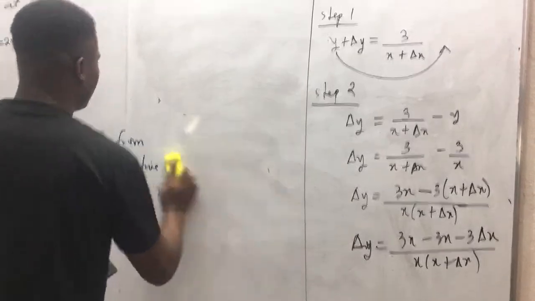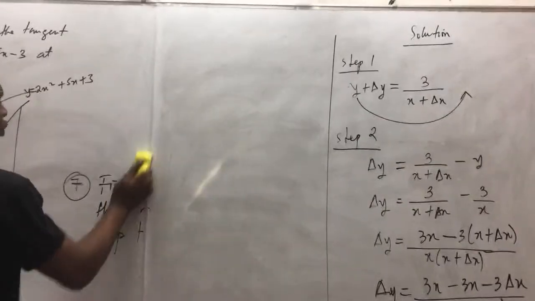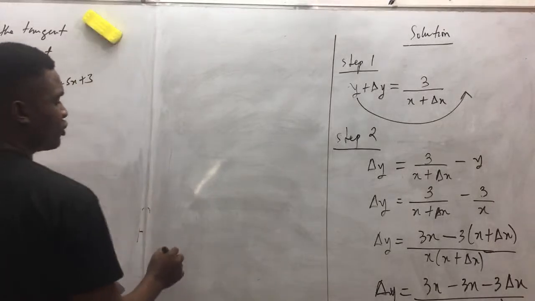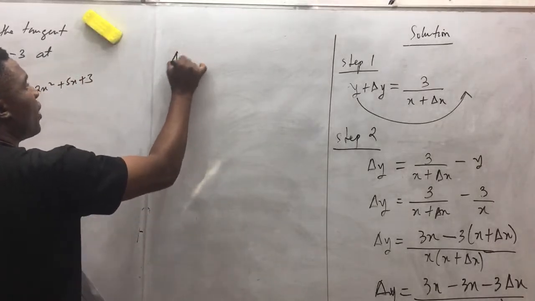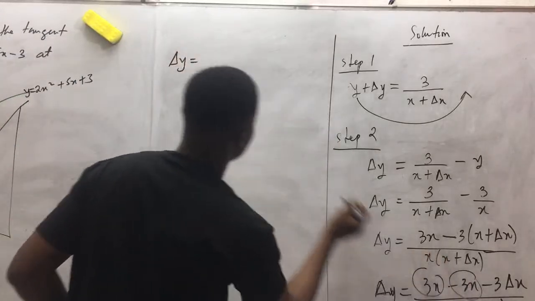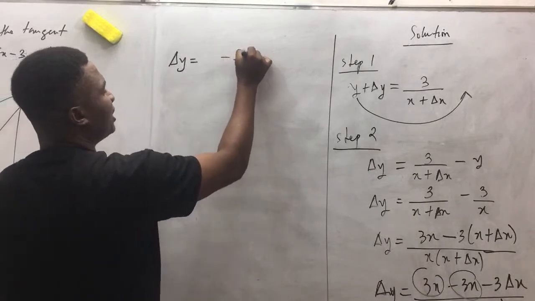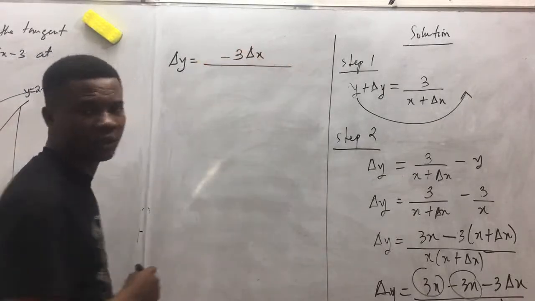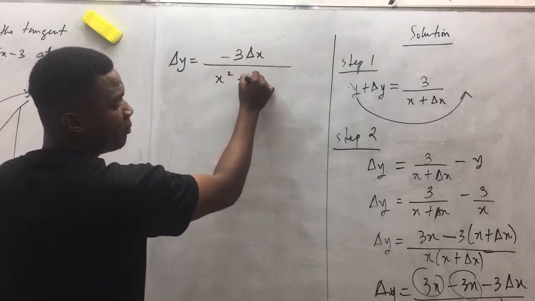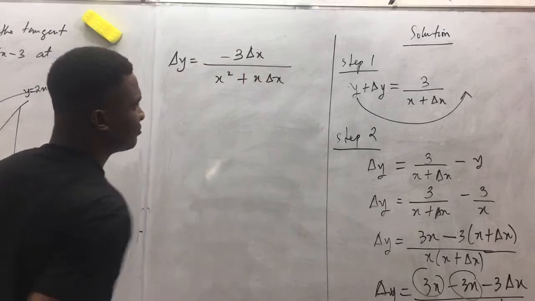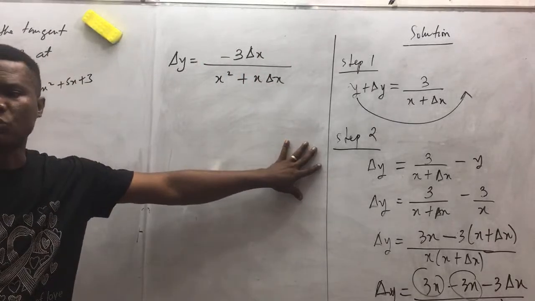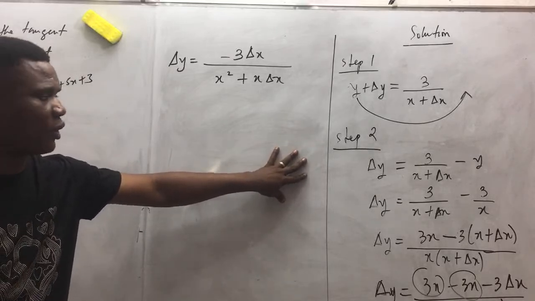So I'm going to bring the problem over here and then say the following. I'm going to continue this problem by saying change in y therefore will be 3x minus 3x goes, so I'll be left with minus 3 change in x in the numerator. And in the denominator, I'll be left with x squared plus x change in x. Now, this completes the step 2 in the first principle of differentiation.